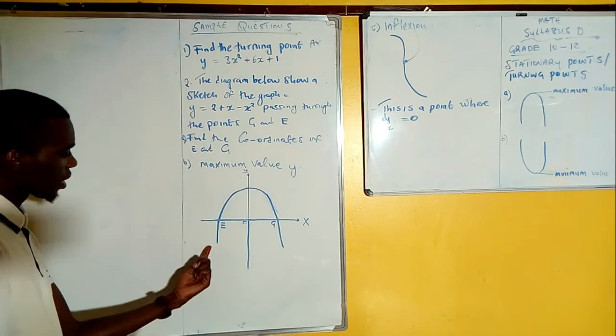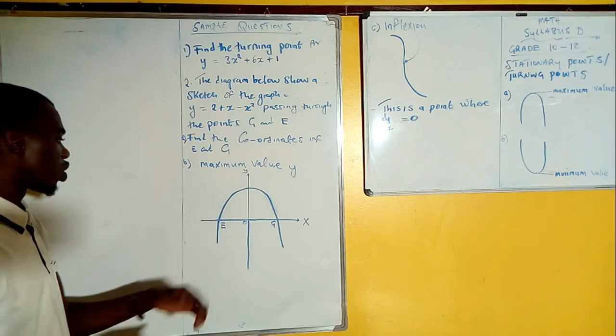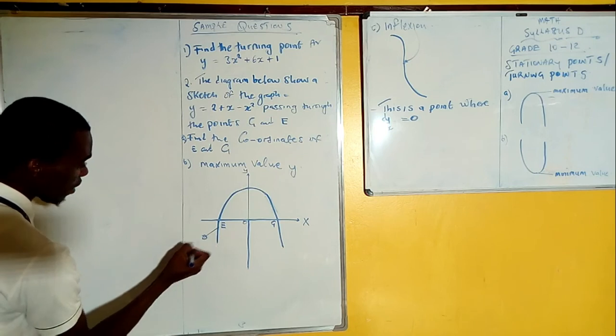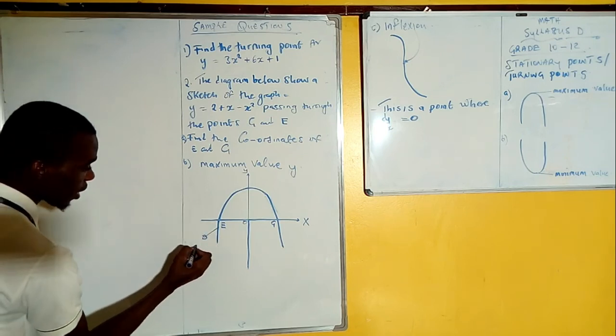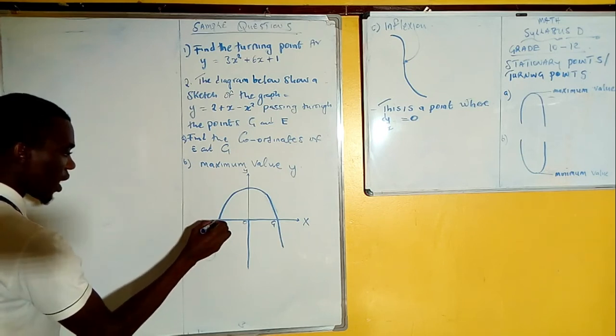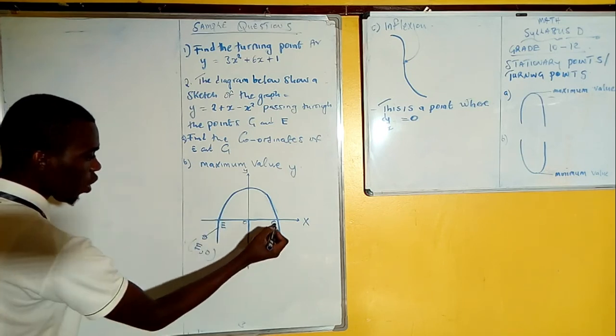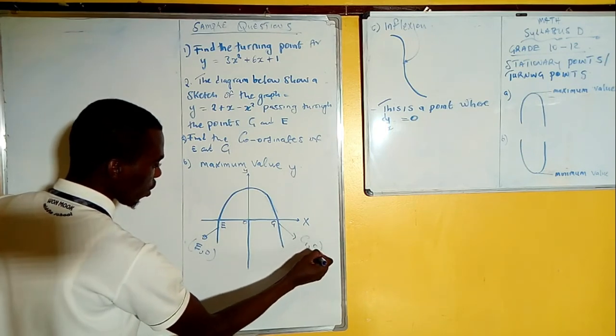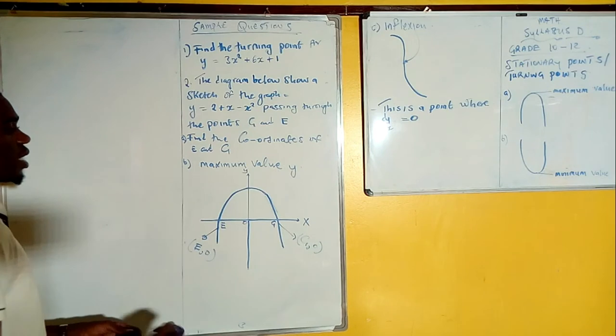So this is basic thinking. Look at how this graph is cutting the x-axis. Definitely this point here is the first thing. The point that is here, you can really tell that this is E comma 0 because the y value right here is 0. Then also here, you can tell the same thing. This is G comma 0.